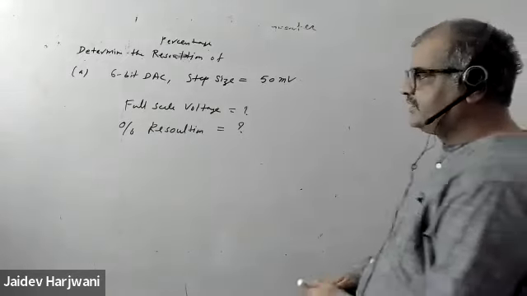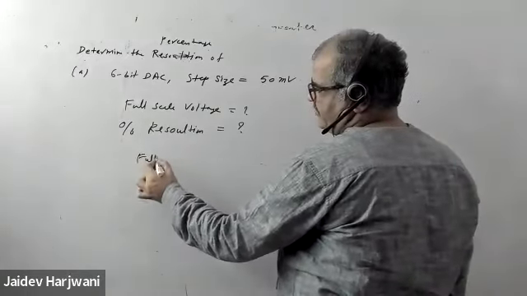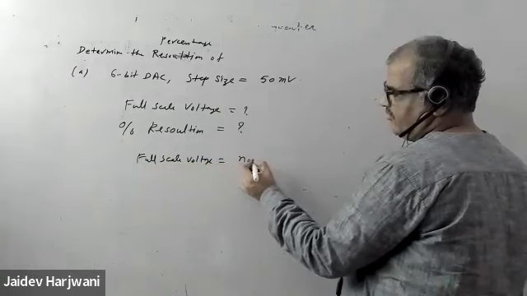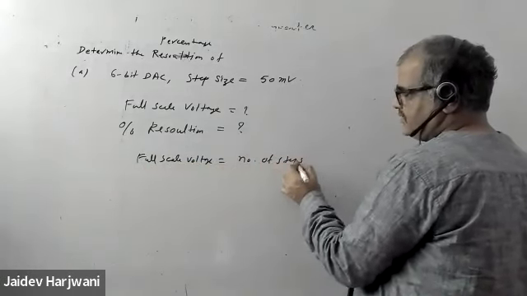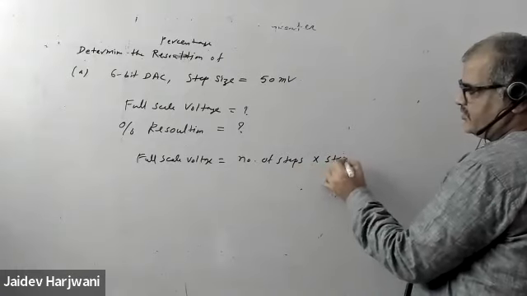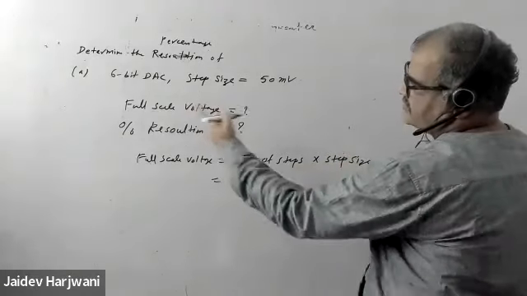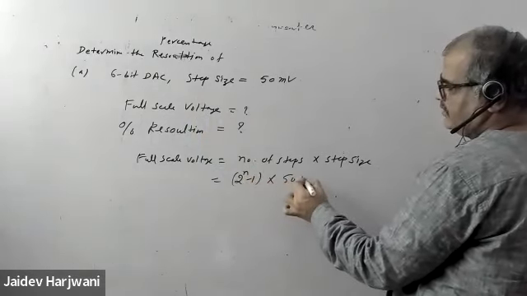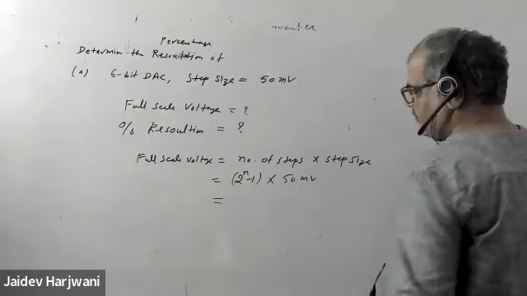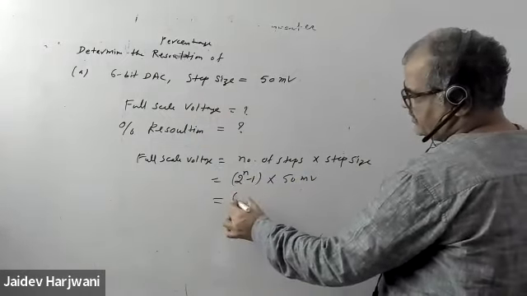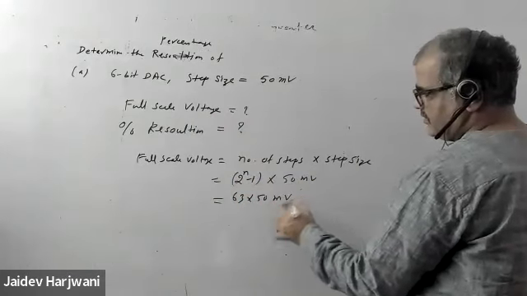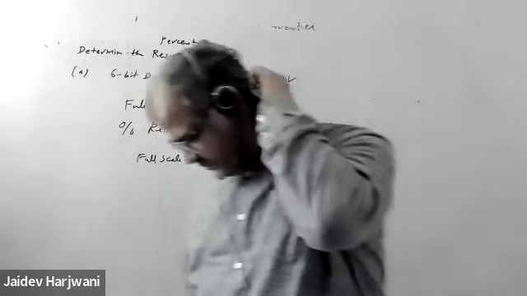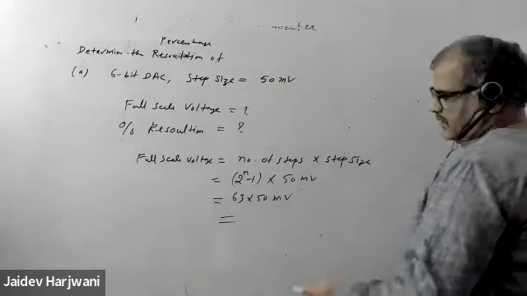So how do we calculate the full scale voltage? Full scale voltage is equal to number of steps into step size or resolution. Okay, the number of steps for 6-bit will be 2 power n minus 1, into step size, which is 50 millivolt. Then how can you calculate? 2 power 6 minus 1, that is 63, into 50 millivolts. Full scale voltage is how much? How much is coming?